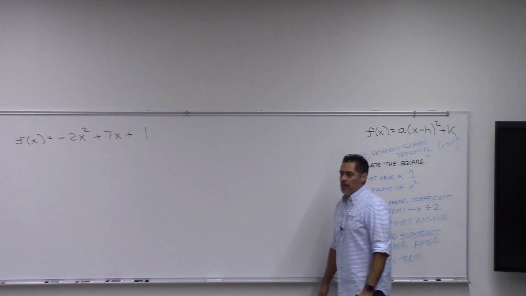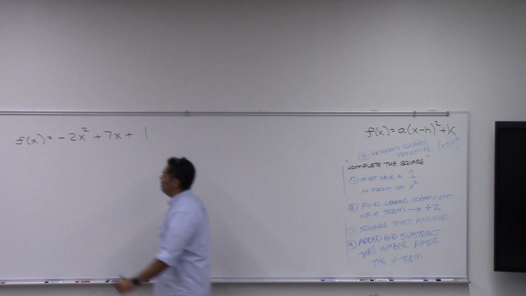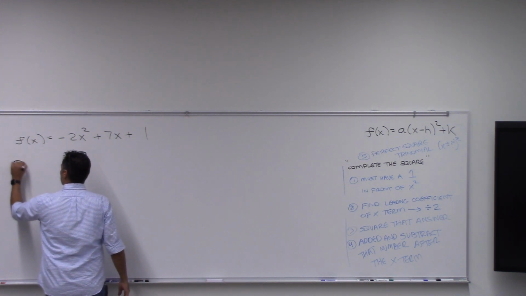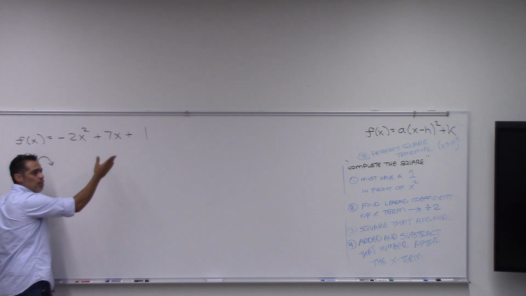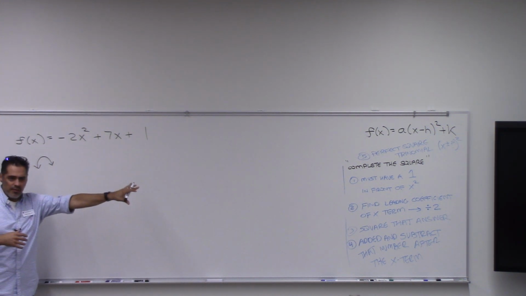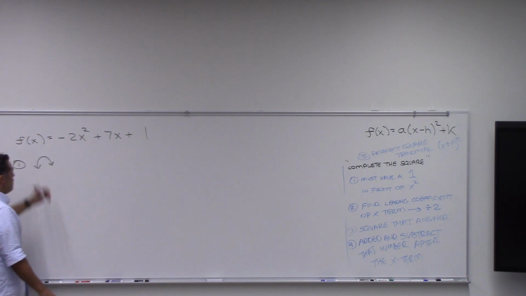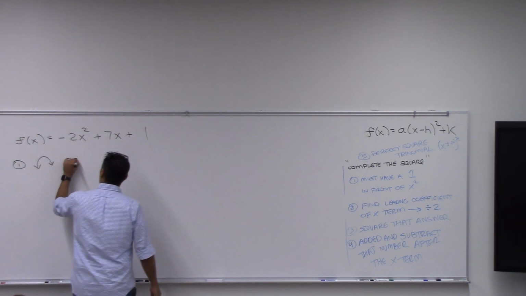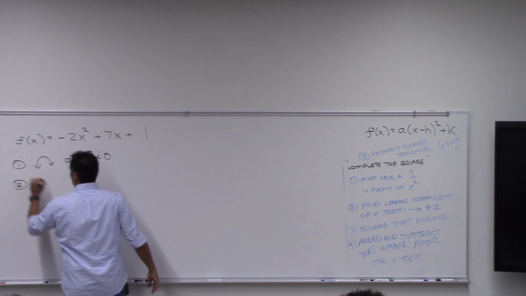All right, I want us to sketch this. So the first thing I'm going to do is determine if it opens up or down, which way? Down, okay. I've given it to you in standard form. I would not recommend right now to convert it to vertex form. I would just do the steps we did last time. So it opens down because A is -2, and that's negative. If you have a negative A, it opens down.